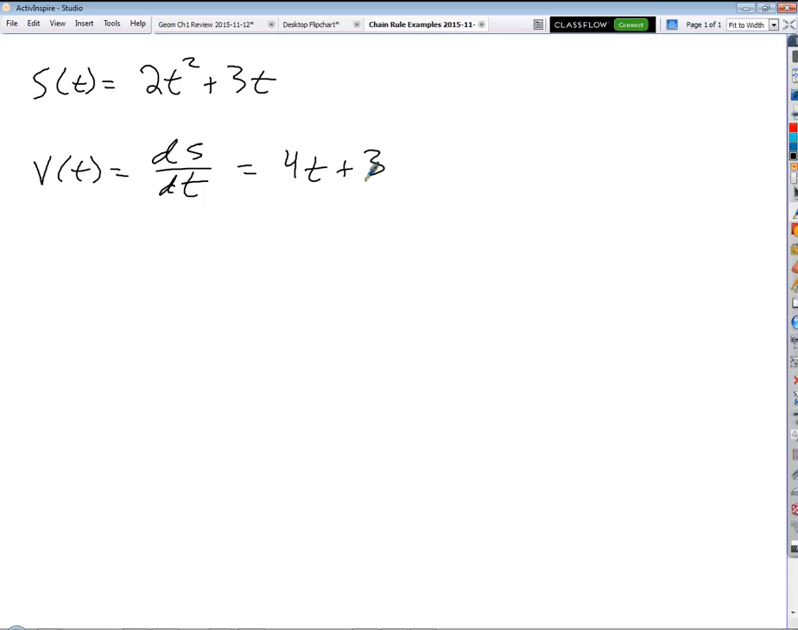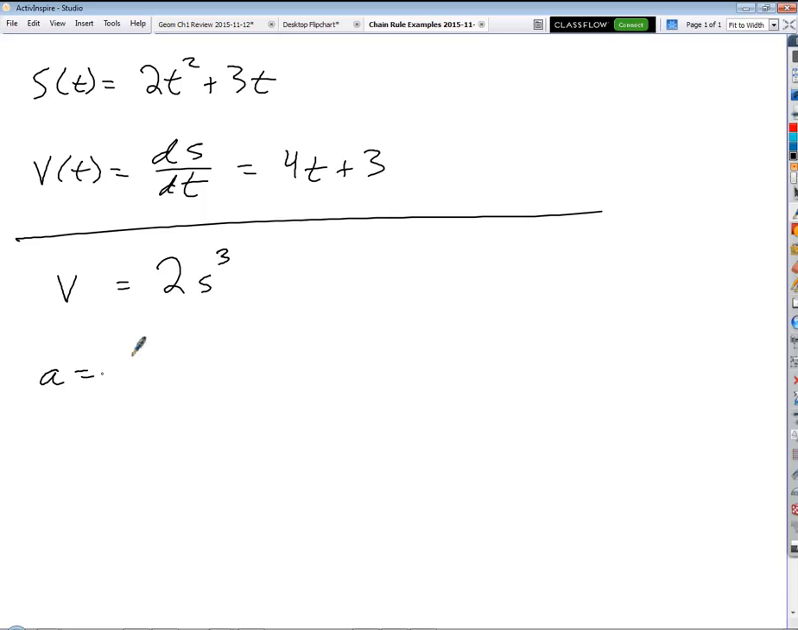Now, I want to give you a different function. Similar. This time I'm going to have a different situation, and we're going to say this time that velocity is equal to 2 times position cubed. Okay? And we want to calculate acceleration. Okay, what's acceleration? With respect to time. Okay, how do we do that?